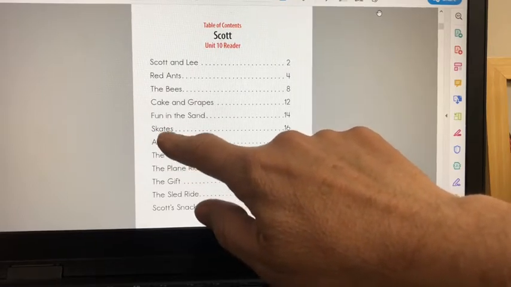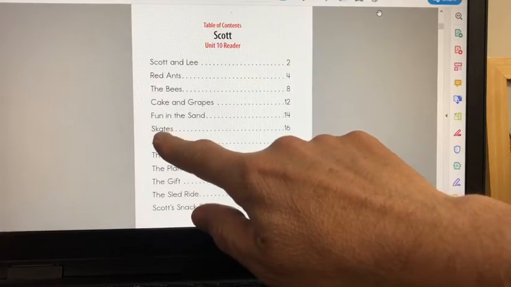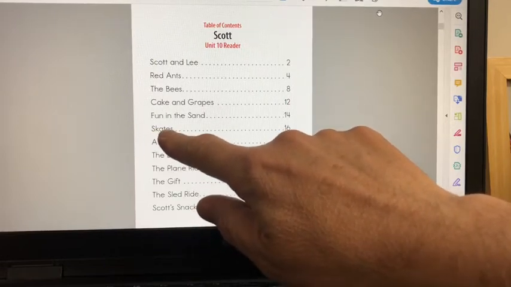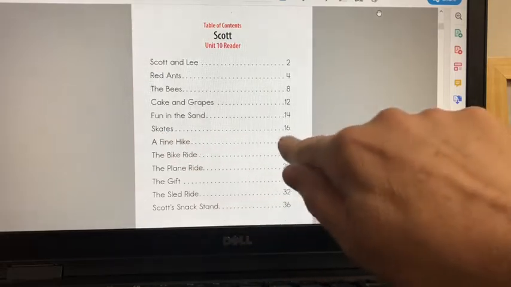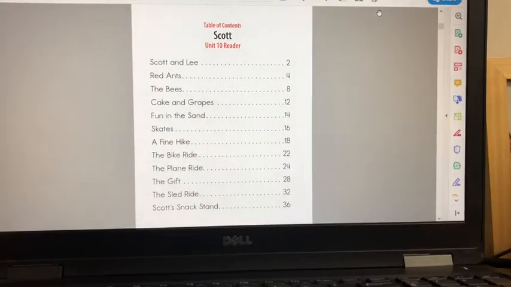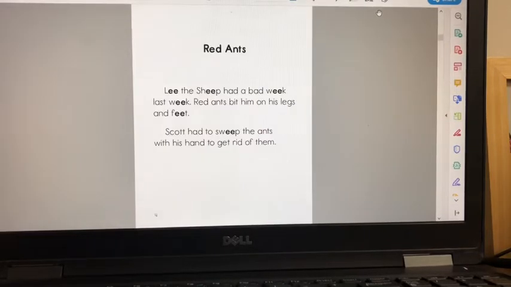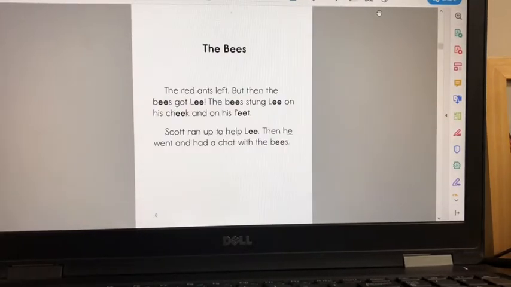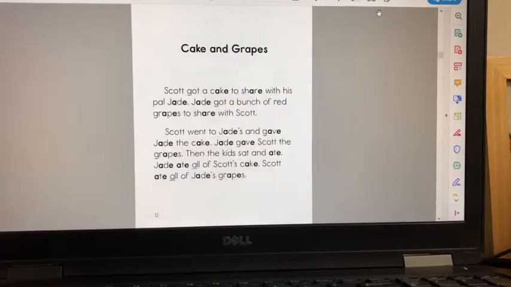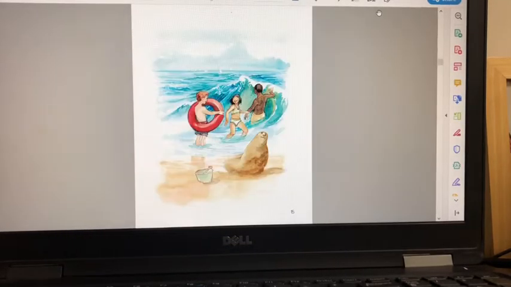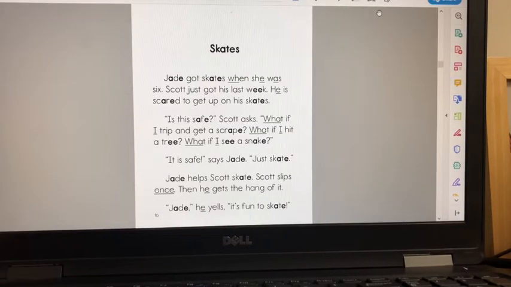Skates. Do you see how the E and the A work together to make the A sound? This doesn't say scats, it says skates, and it's on page 16. Count with me. 1, 2, 3, 4, 5, 6, 7, 8, 9, 10, 11, 12, 13, 14, 15, 16. Skates. There it is. That's the story, Skates.